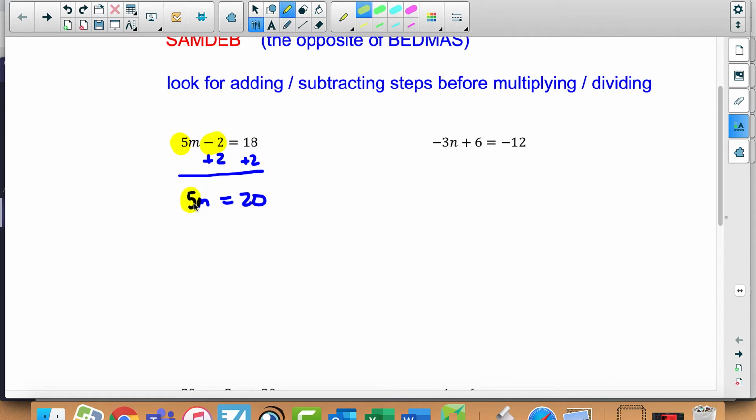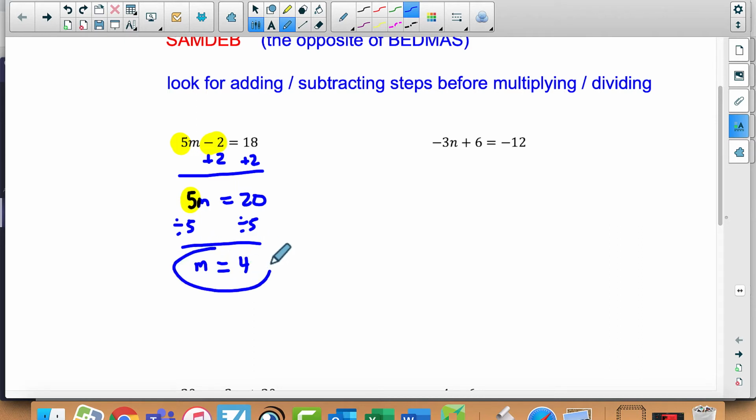What's that 5 doing to the m? It's 5 times m. So we do the opposite. We divide by 5. Divide by exactly the same thing so that you can eliminate it. Because 5 divided by 5 is 1, and we're left with 1m. But just like last time, if we have 1m, then really we just have m, don't we? So we're good. We've isolated the variable. M equals 20 divided by 5 is 4.